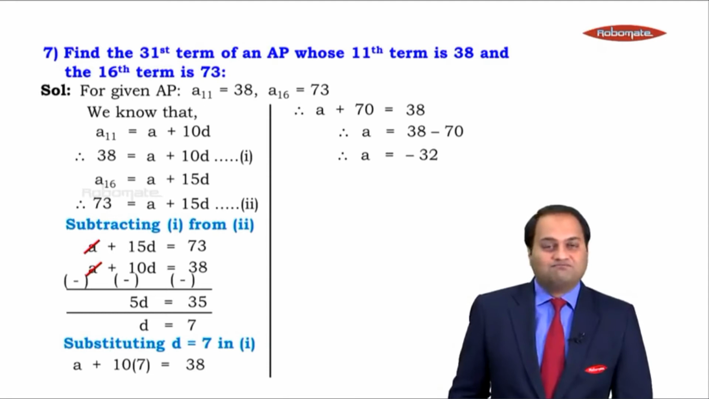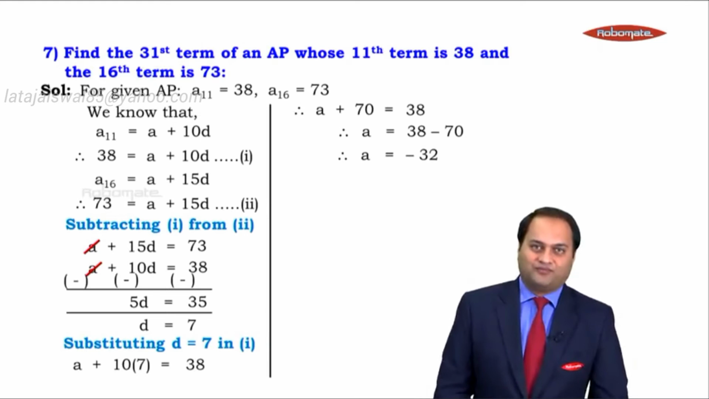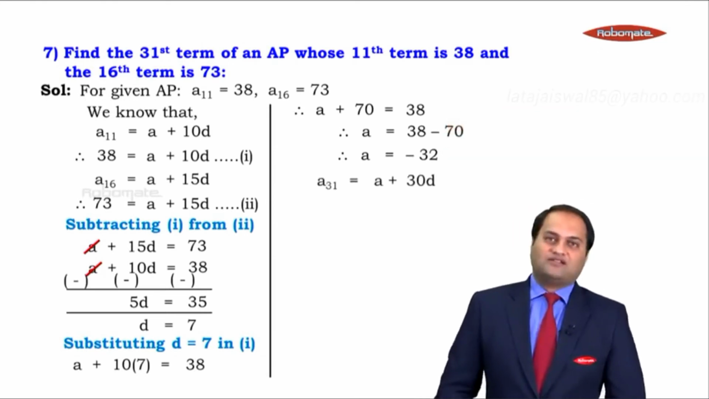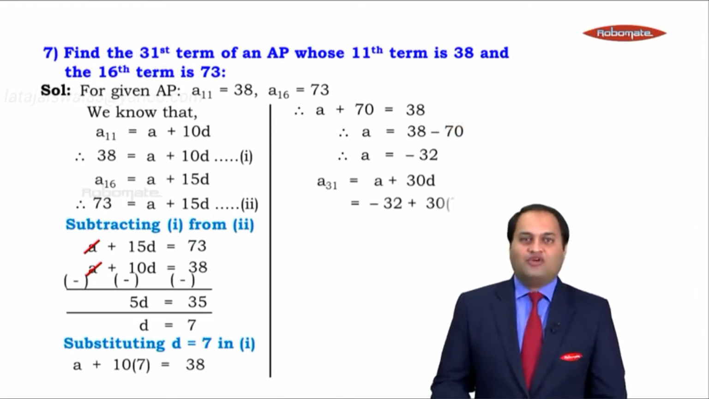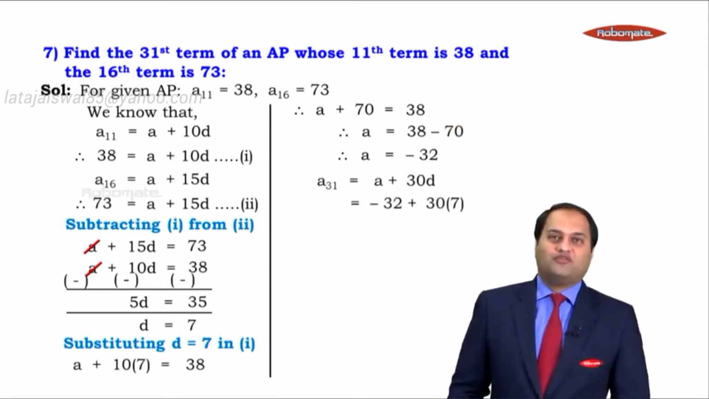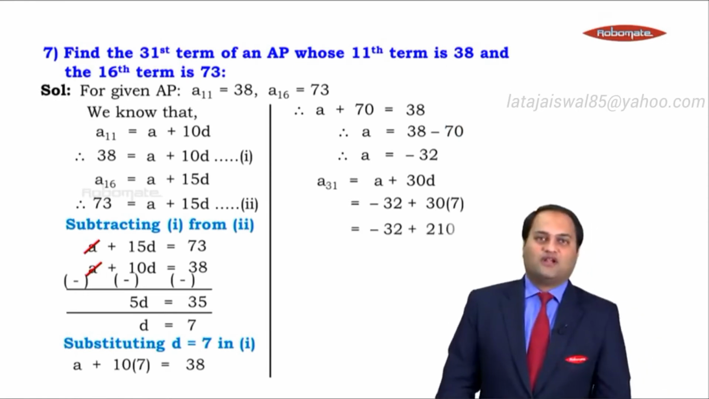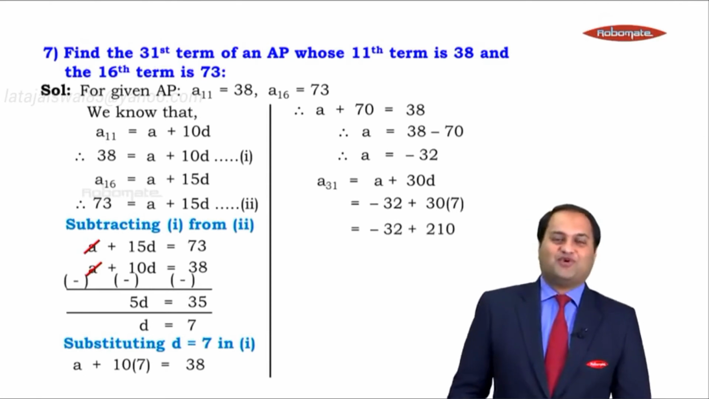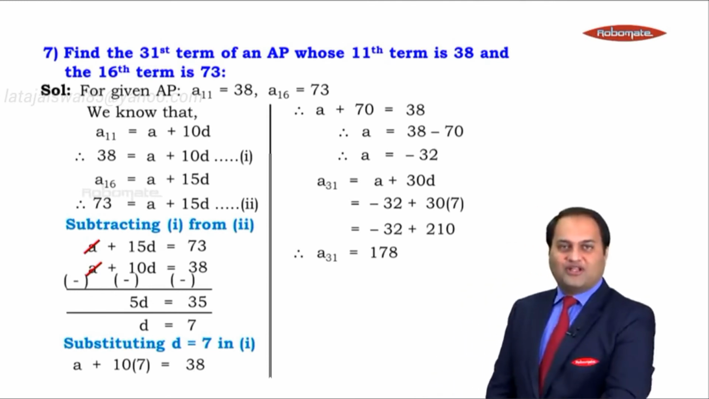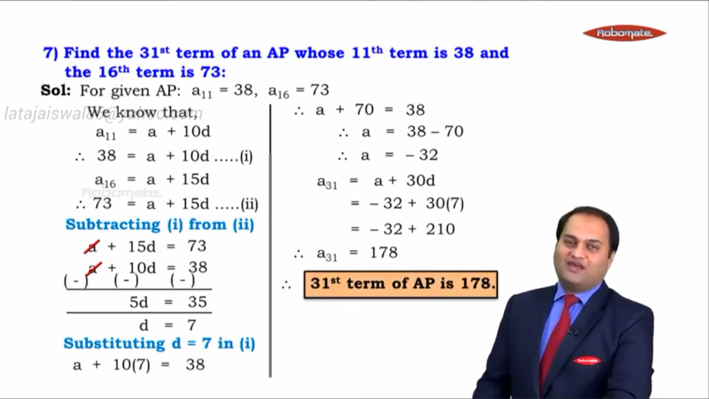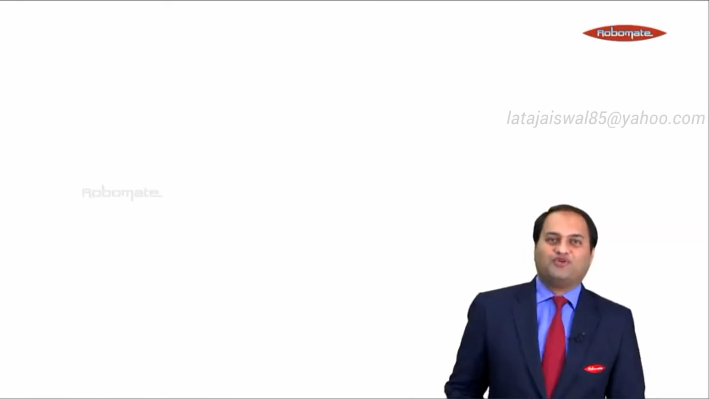Is the sum over? No, it is not. Now what we need to do is, we need to find the 31st term. To find the 31st term, that is A31, we know A31 is equal to A plus 30D. We know the first term minus 32, we know the common difference 7, we substitute as shown on the screen. Minus 32 plus 30 into 7, you get minus 32 plus 210, which is equal to 178. So we come to a conclusion that the 31st term of the AP is 178. As simple as that. Now let's move on to the next sum.